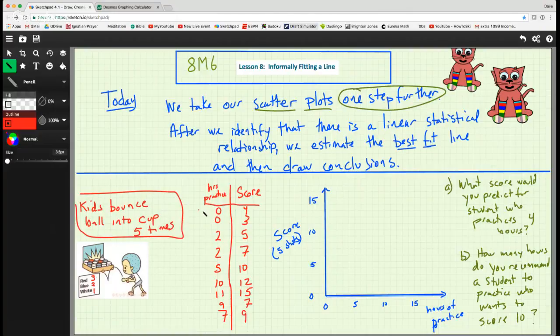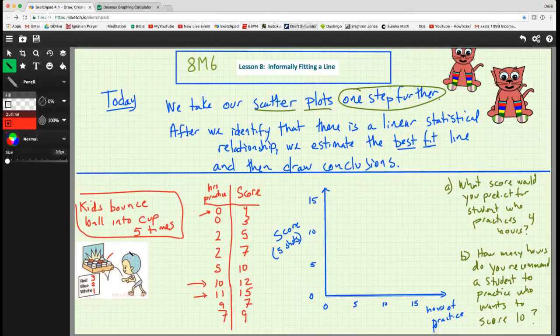And so I took some data. These kids practiced. Some kids didn't practice, 0 hours of practice, and some kids practiced a lot, 10 or 11 hours. Boy, they played this game a lot. The way you play the game is you throw 5 balls in the cups. If you get the red cup, you get 3 points. If you get the blue cup, you get 2 points. And if you get a white one, you get 1 point.